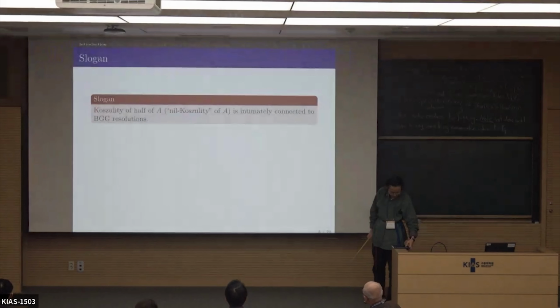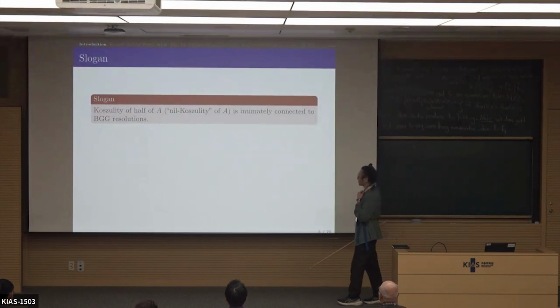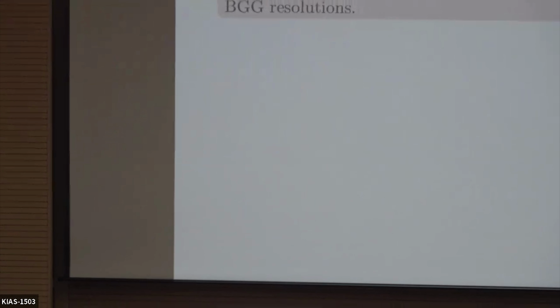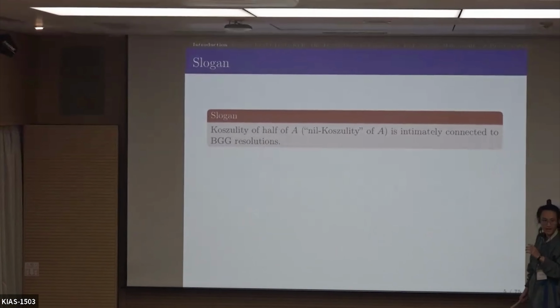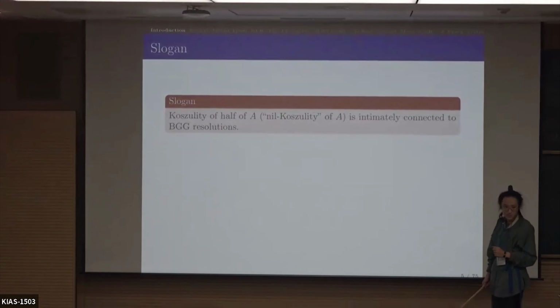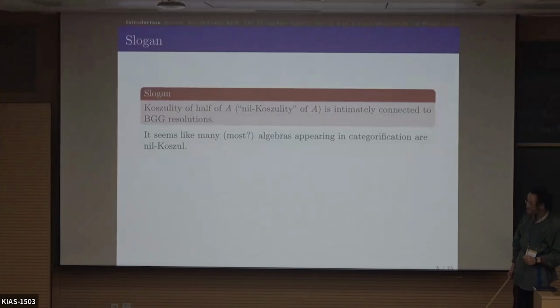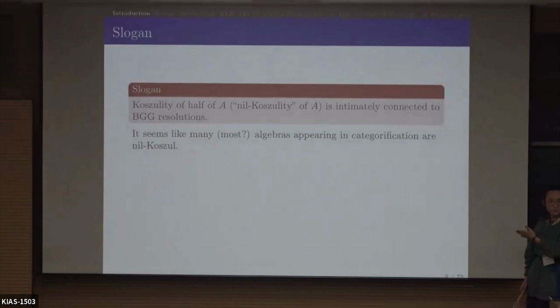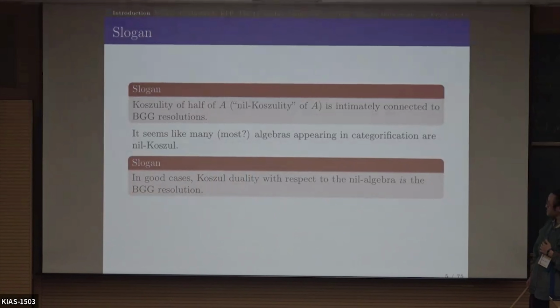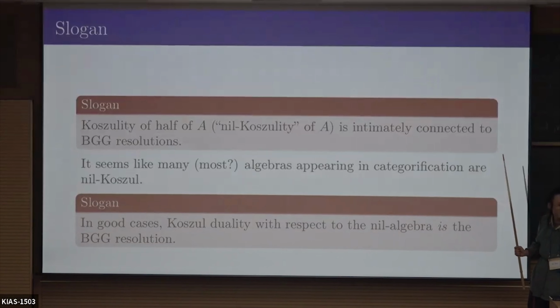Right, so let me begin by talking about Koszul duality. I'm going to begin with the slogan. The slogan is that if you have some algebra A that you care about, the representation theory, the Koszulity of half of A, whatever that means, is intimately connected to BGG resolutions. It seems like a lot of algebras appearing in nature, quote unquote, or appearing in categorification have this property that half of it is Koszul. This is what we're calling nil Koszul. And the other half of the slogan is that in good cases, Koszul duality with respect to this half algebra is the BGG resolution. So that's kind of the main takeaway from this talk. That's the most important part of the talk first.